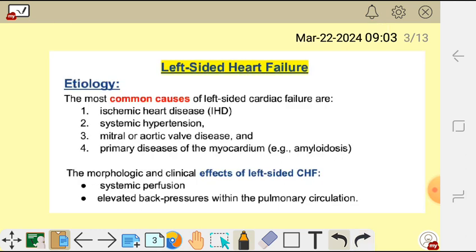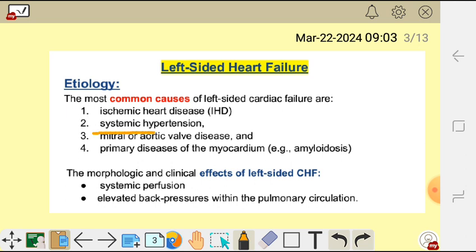Left-sided heart failure may be caused by a number of things, but some of them are ischemic heart disease, where the myocardium becomes ischemic. We have low oxygen supply to the myocardium, and that may lead to necrosis. Some cells will start dying, and the heart will fail to contract properly to pump blood to the tissues.